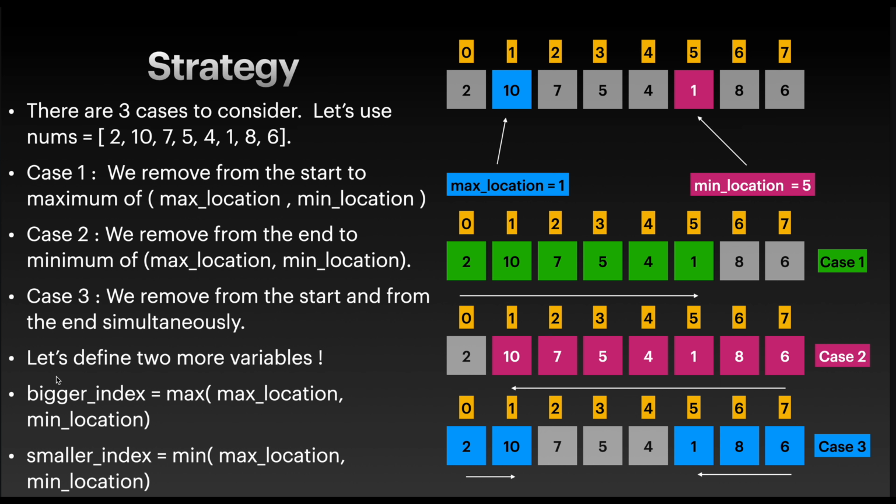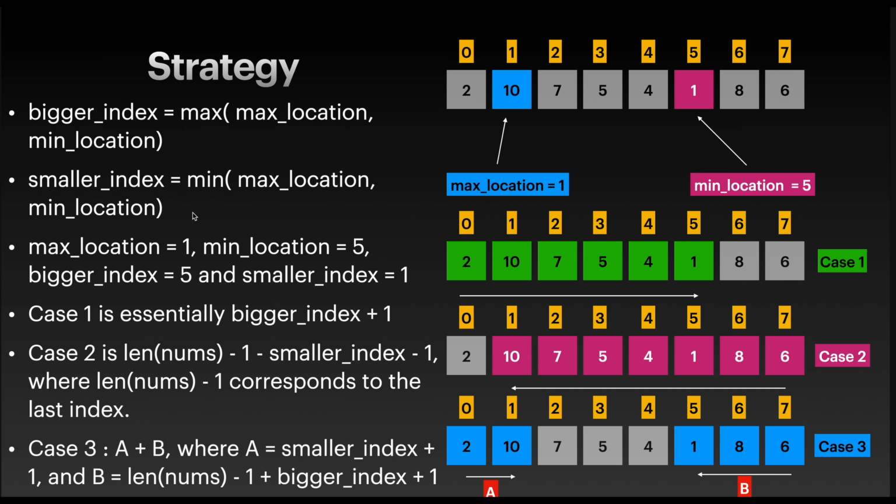I came up with 2 more variables here: bigger_index and smaller_index. This will help us write all these 3 cases in a compact math notation. What do I mean by that? Max_location is 1, min_location is 5, and bigger_index will be just the maximum of these 2, so in this case it will be 5. Smaller_index will be the minimum of those 2 numbers, so it will be 1.